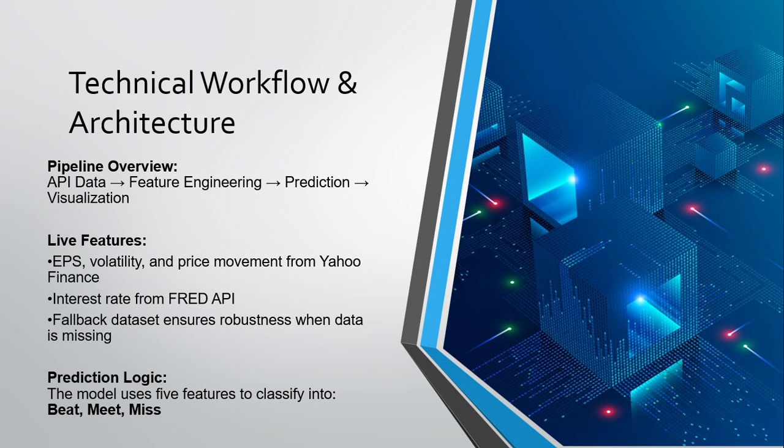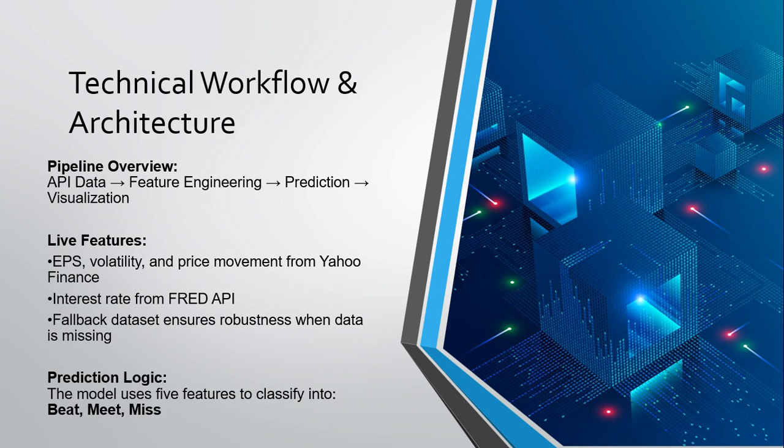As far as the workflow and architecture is concerned, basically we have the API data. In brackets, you can also use the fallback data. From that, we have the feature engineering, which is modeled through random forest, and then we move on to the prediction and the visualization. In the live features, we are getting earnings per share, volatility, and price movement from Yahoo Finance, and interest rate from our FRED API. And like I was mentioning, we also have the fallback data set to ensure robustness with the data.